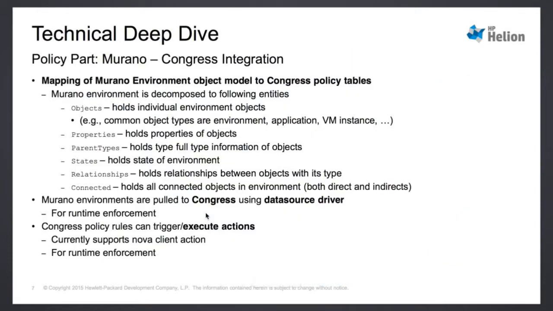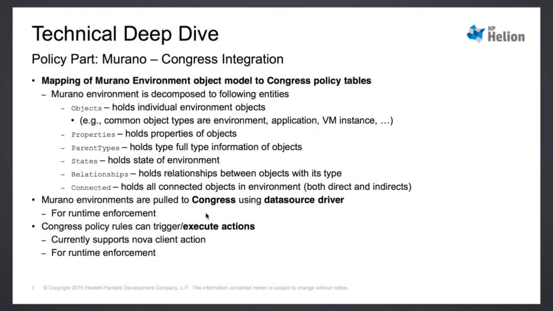So let's go more technically to individual parts. First, what we had to deliver was the Murano Congress integration. They are using different models. Murano is using an object model, so we have to convert this object model to the Congress model. The Congress model is table-like, and the mapping is, let's say, obvious. We created tables holding objects of Murano, properties of Murano objects, typing system, states, and of course the relationships between the objects to be able to traverse the complete topology of the application.